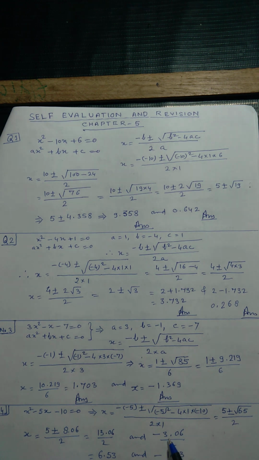minus 3.06 divided by 2. So in the first case we will get the answer 6.53 and the second answer will be minus 1.53.